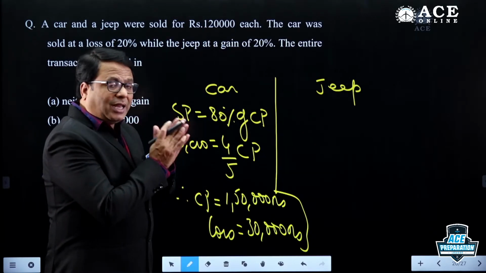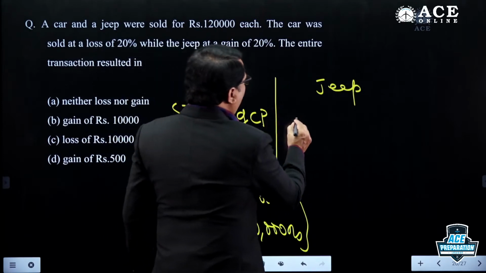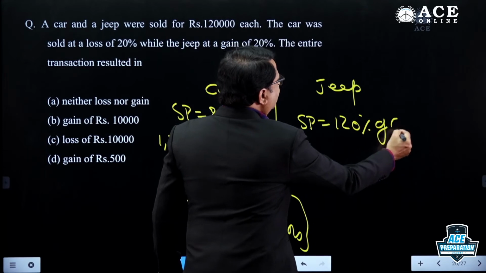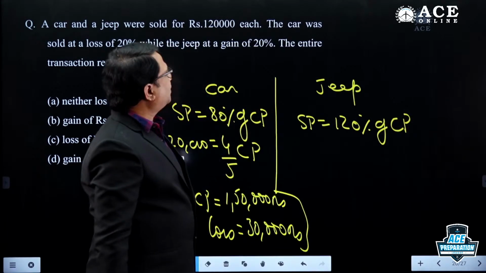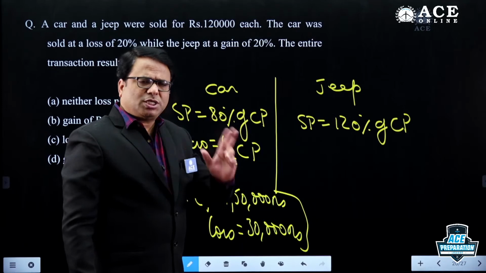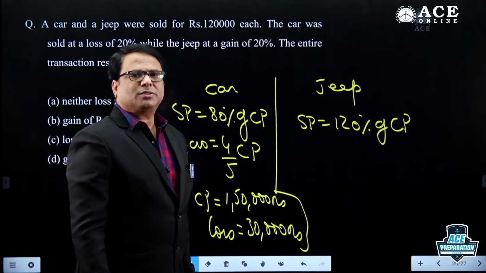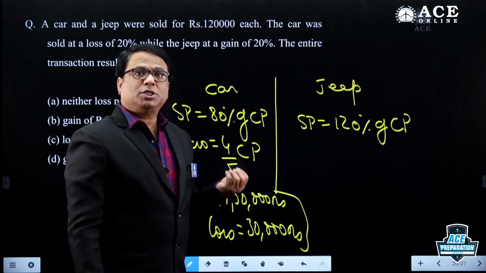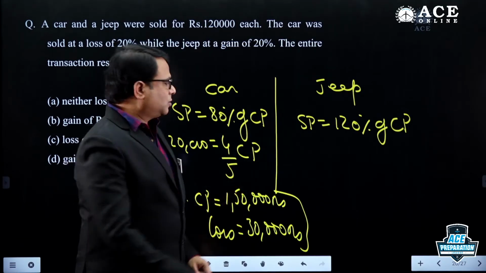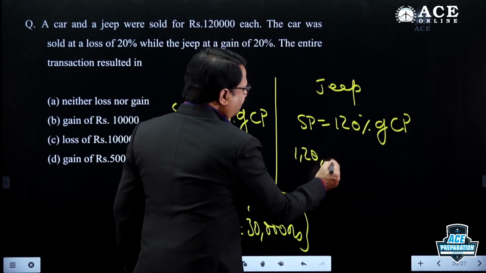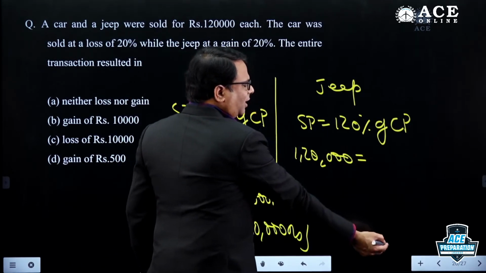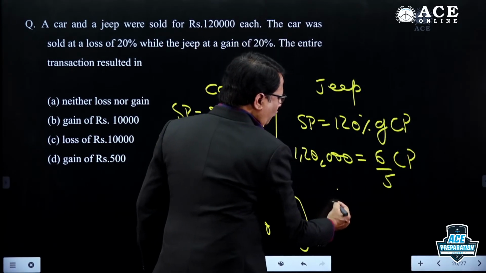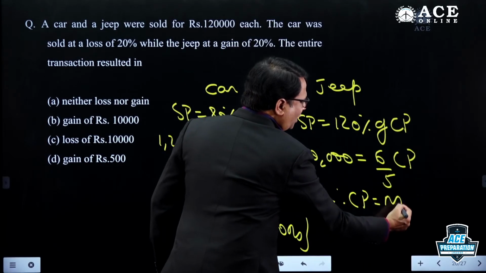Now let us do the calculations on the jeep. Now here selling price, I can write it as 120% of cost price. Why 120% of cost price? Because it's clearly given on the jeep, he makes a profit of 20%. So selling price is 120% of cost price. But the selling price of the jeep is also given as 1,20,000. So I substitute 1,20,000 on the left side by 6 by 5 CP. And therefore, CP is rupees 1 lakh.